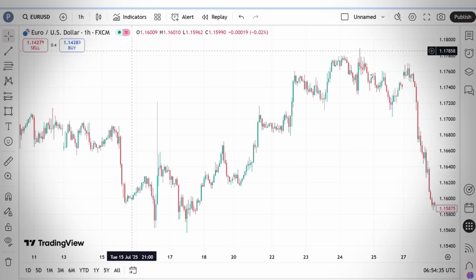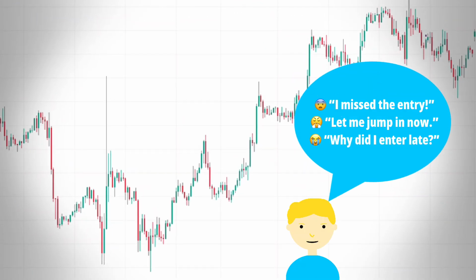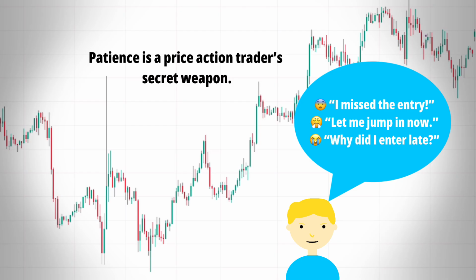The next thing is to let the market come to you. Don't chase trades. Chasing trades is another good way to blow your account. Instead, let price come into a level, react, and give confirmation before you enter. Patience is a price action trader's secret weapon. See what price does when it comes to a level. Understand how it reacts. Confirm before you enter. Once you build the habit of understanding price this way, trading becomes less about guessing and more about understanding.